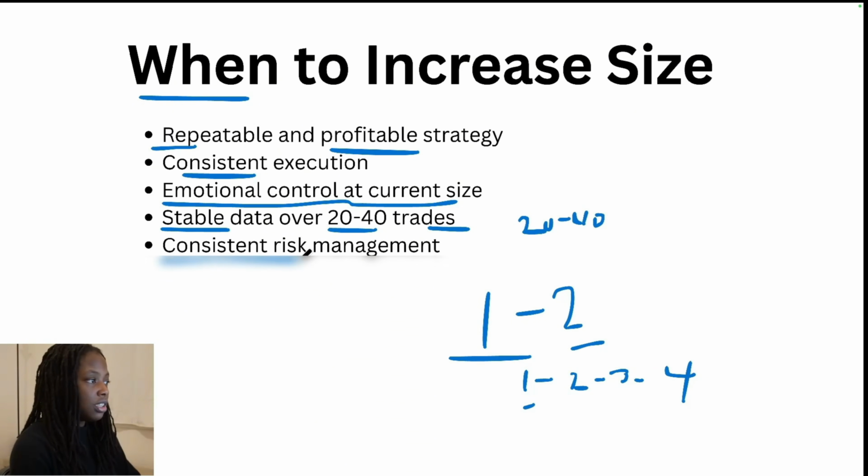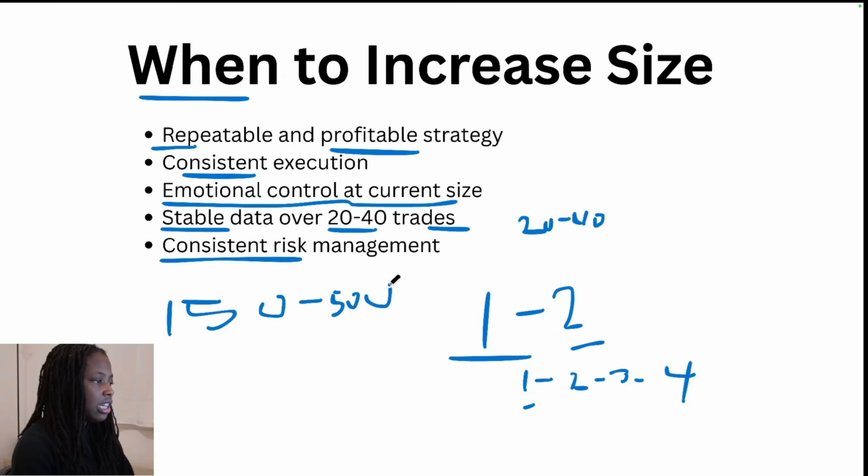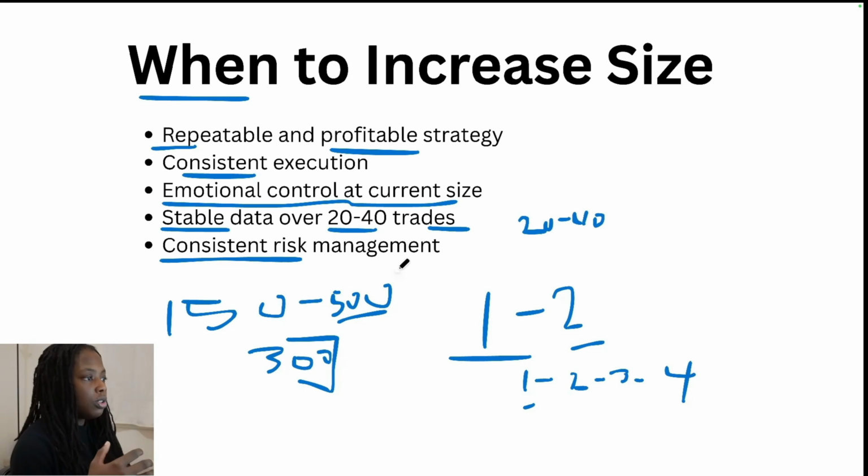And then consistent risk management. You don't want to be seeing losses of 150 or losses of like 500 here, and then winners that are like 300 max, but yes, you're winning a little more. It's just random. Then you're probably not ready to size up. You want to wait a little bit to see more consistency in the execution part and emotional control.